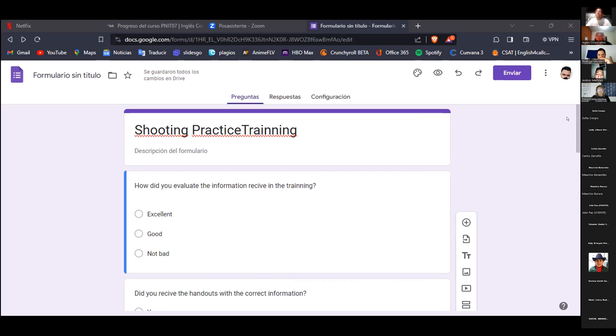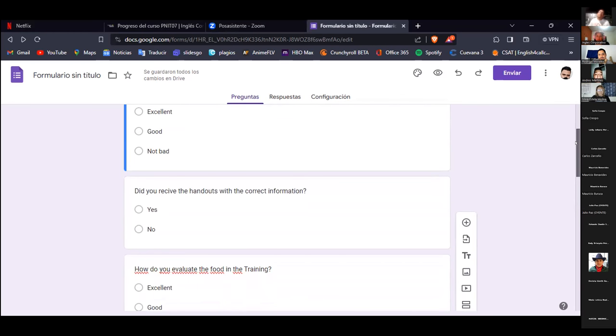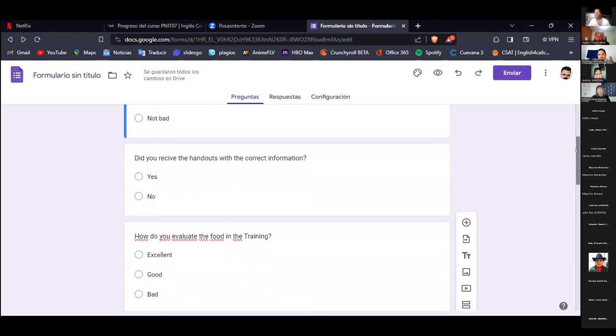Okay. So I'm going to start with the first question: how do you evaluate the information received in the training? We have the options excellent, good, or not bad. The other question is, did you receive the handouts with the correct information? In this case, we have just two options, yes or no. The third question, how did you evaluate the food in the training? Because in our training we receive food, so we want to evaluate that part. And the options are excellent, good, or bad.